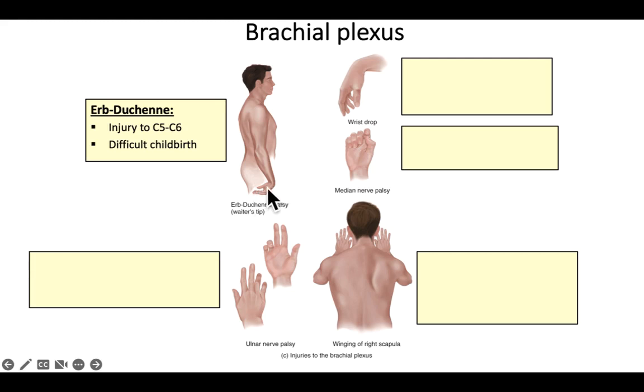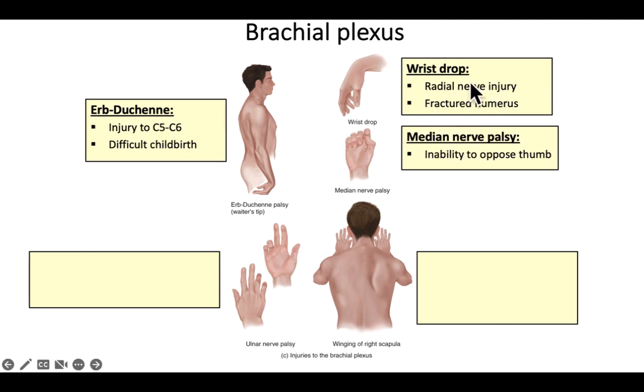So, waiter's tip is where you have this classic kind of hand paralysis. Wrist drop is a radial nerve injury. Remember, the radial nerve causes extension, right? Extension of the wrist. So this wrist drop is when you can't extend that wrist because you can't stimulate those extensor carpi muscles. Median nerve palsy, so this would be like a very severe kind of carpal tunnel situation where you have the inability to oppose your thumb.